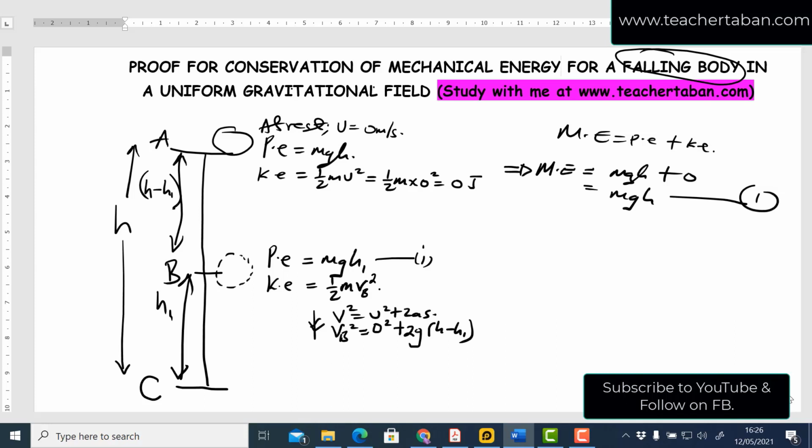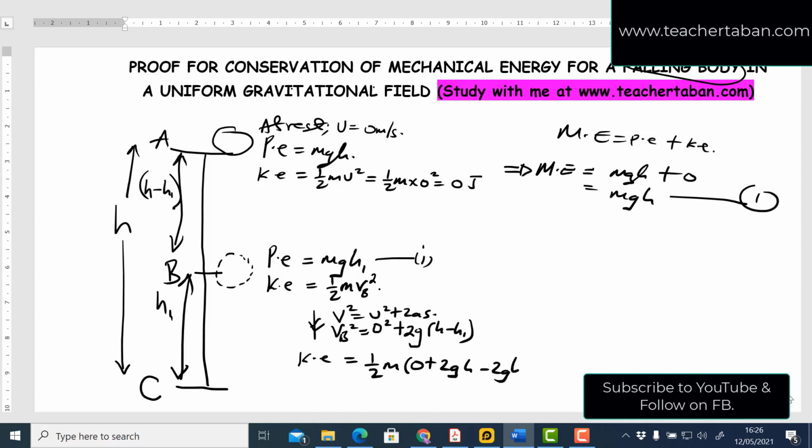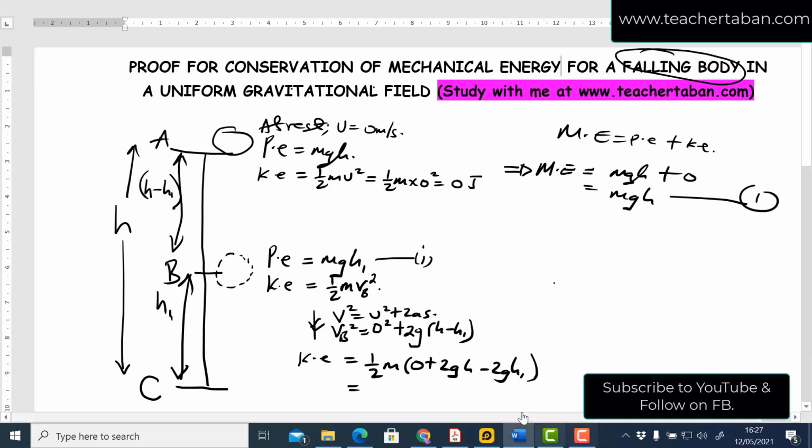So substituting this into the expression of kinetic energy, we shall get that our kinetic energy is given by a half m into the velocity at B squared, so we have 0 squared plus 2gh, then minus 2gh1. When we simplify this, we shall get mgh minus mgh1, and this is our expression 2 at that point B.